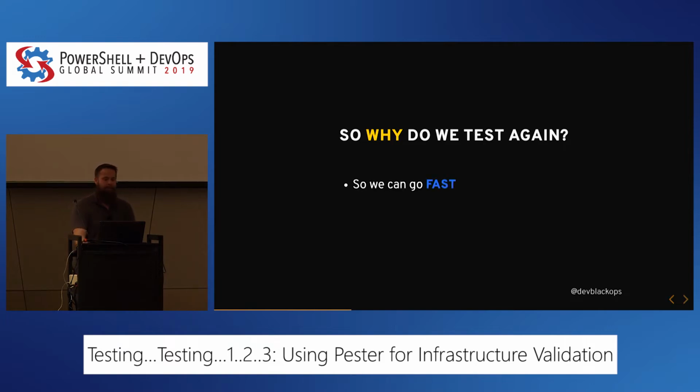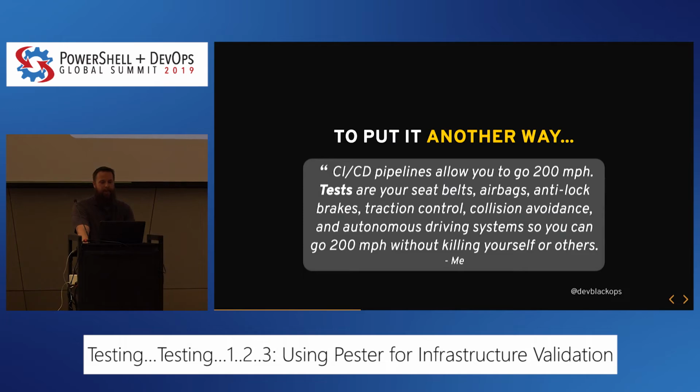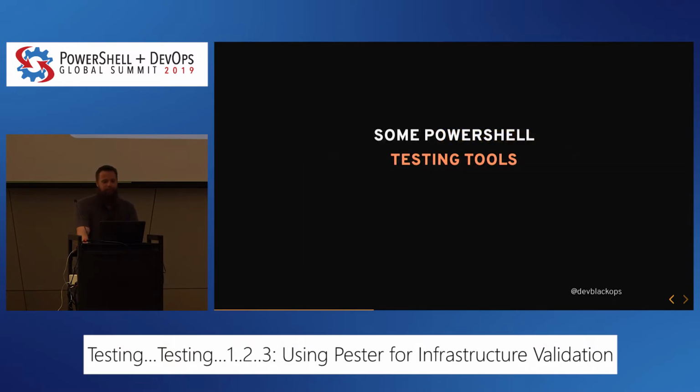So why do we test again? Ultimately, we want to go fast. We want to be safe. And we want to bail when things are unsafe. To put that another way, in a kind of a CI/CD pipeline context, CI/CD pipelines allow you to go 200 miles an hour. Tests are your seatbelts, airbags, anti-lock brakes, traction control, collision avoidance, and autonomous driving systems, so you can go 200 miles an hour without killing yourself or others. So, make sense? So, testing is good.